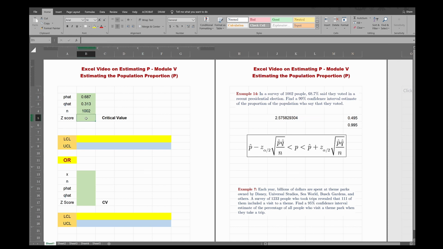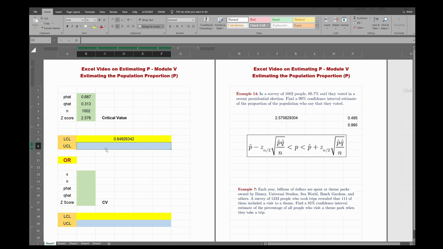Okay, so let's write the z-score here. Let's go with 3 decimal places. 2.576. And now I'm ready to calculate the left-hand side and the right-hand side looking at this formula right here. So equals p hat, which is that, minus the z-value, which is that, times the square root, SQRT, of p times q over n, so p again, times q over n. That's how you figure out the left-hand side of that confidence interval formula.